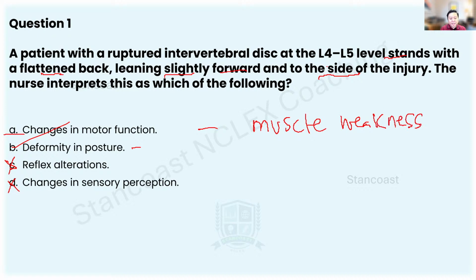Or maybe they will have reduced muscle tone. That is another assessment finding whenever there is involvement in the motor function. Or could be the pronounced muscle weakness. Okay, so those are things that will reflect changes in motor function. But then again, our patient is only manifesting the slight movement to that side of the injury. Okay. Now let's have number 2 question.